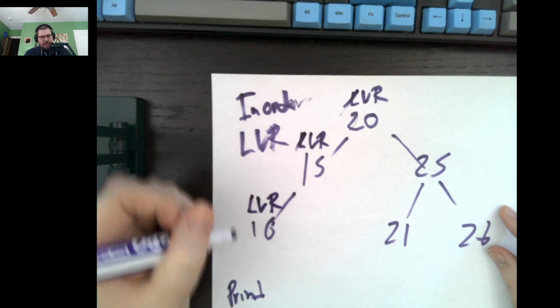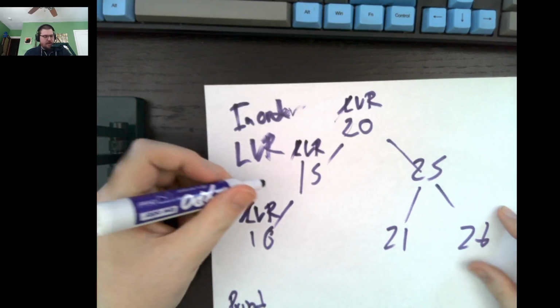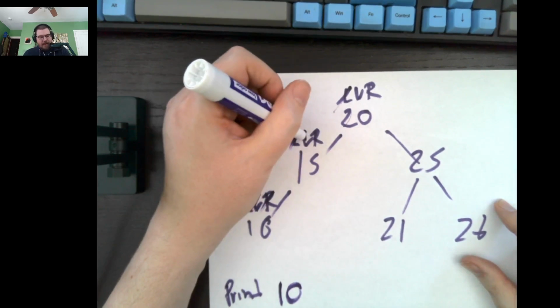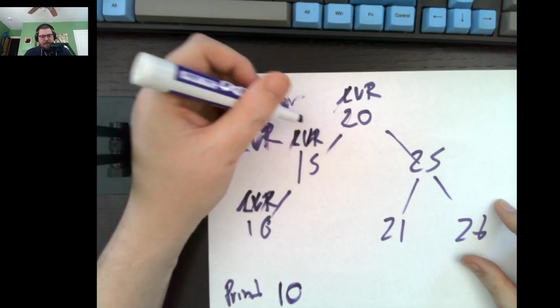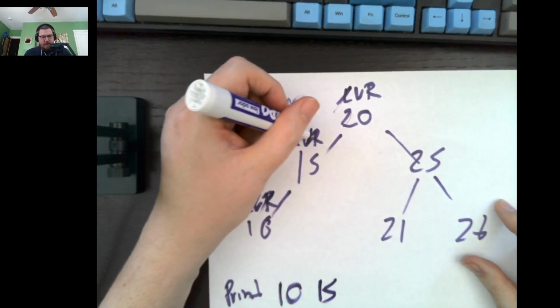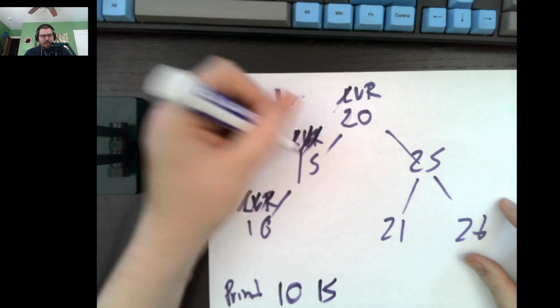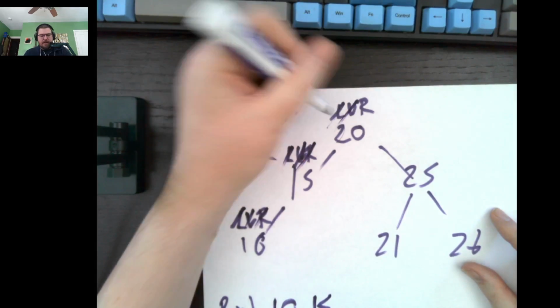Left, visit, right. And now we're left. There's no left. Visit. We'll print out 10. Right. There's no right. We go back up. Here we finally get to visit 15. Cross that off. Then we go right, which there is no right, so we're done. Then we come up here. We can visit 20.